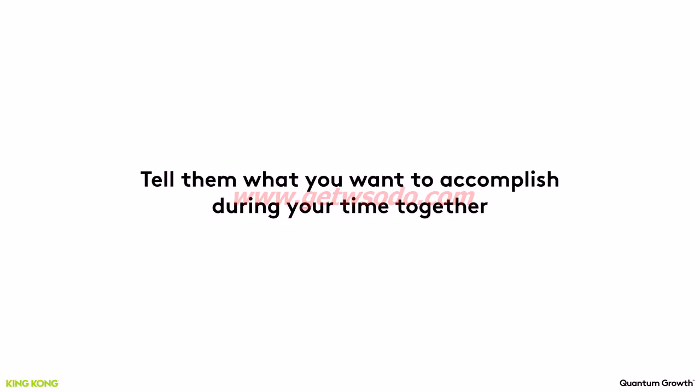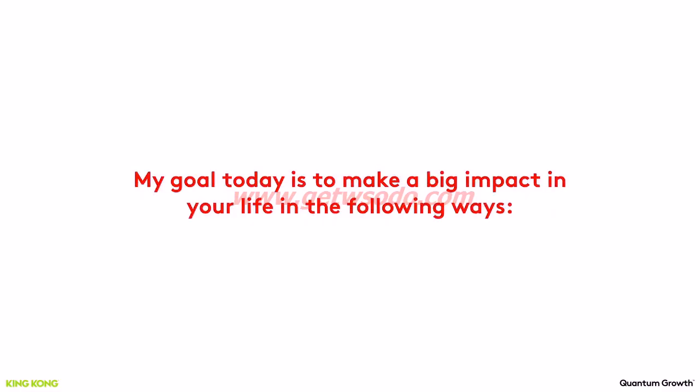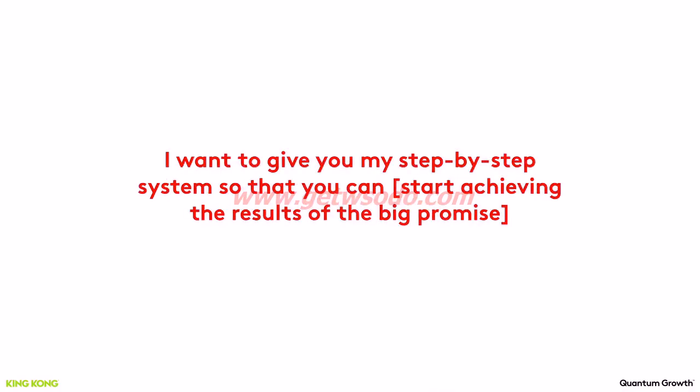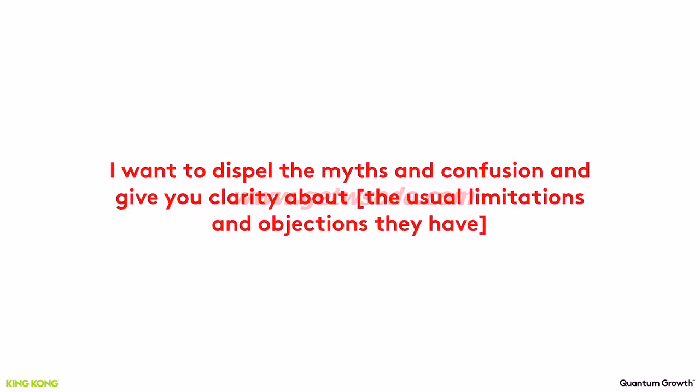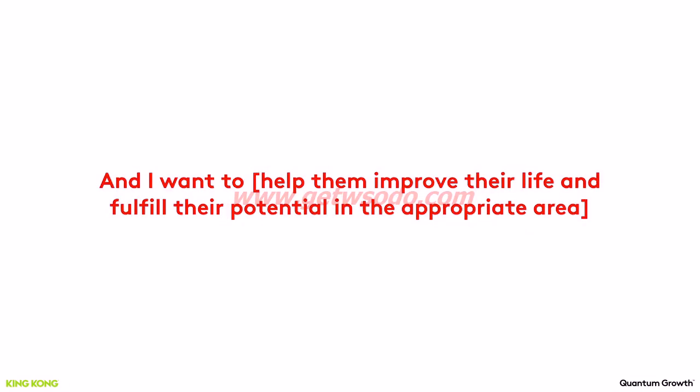Here we go again, right? Tell them what you want to accomplish during your time together. So after we show them all the results and they're like, yeah, this is awesome, I'm really jacked up, this all looks great, then we want to say to them, my goal today is to make a big impact in your life in the following ways. I want to give you my step-by-step system so you can start achieving the results of the big promise, right? I want to give you my step-by-step system so you can finally get in the best shape of your life, shed that excess body fat, fit into your favorite outfit and jeans, and have a life full of vitality and energy. And I want to dispel any myths and confusion, giving you clarity about the usual limitations and objections they have to weight loss, to building a property portfolio, to deepening their relationships with their spouse, to growing their business, whatever it might be. And I want to help them improve their life and fulfill their potential in the appropriate area, right?